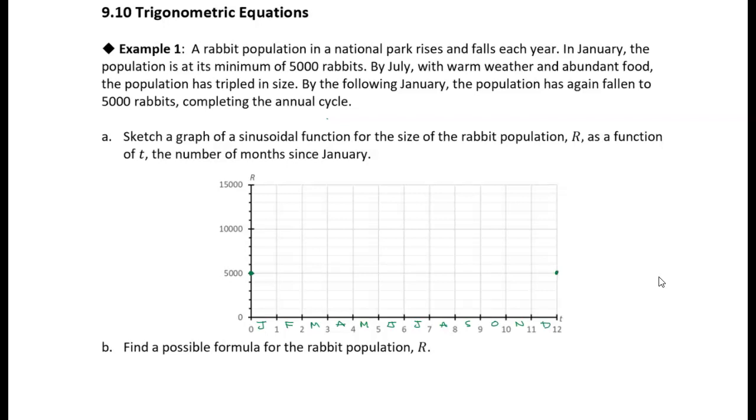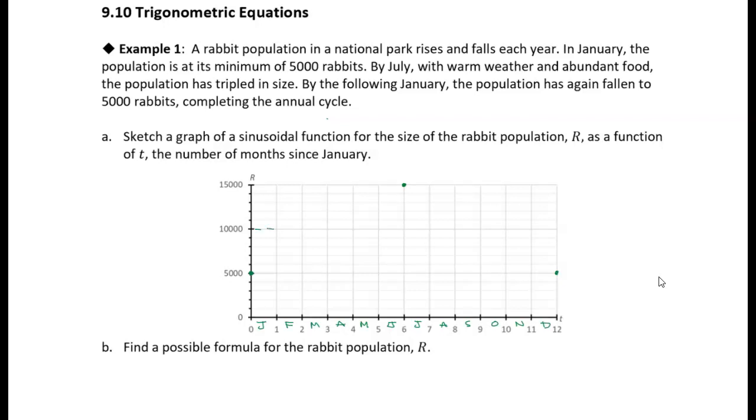And by July, the rabbit population has tripled. So I'm going to say that's going into July because that's right in the middle here. So that's the easiest place to put it. So going into July, end of June, going into July, we're at our maximum population of 15,000 rabbits. Okay. So just with those points, I can see that halfway between 5,000 and 15,000 is 10,000. So that's going to be our midline.